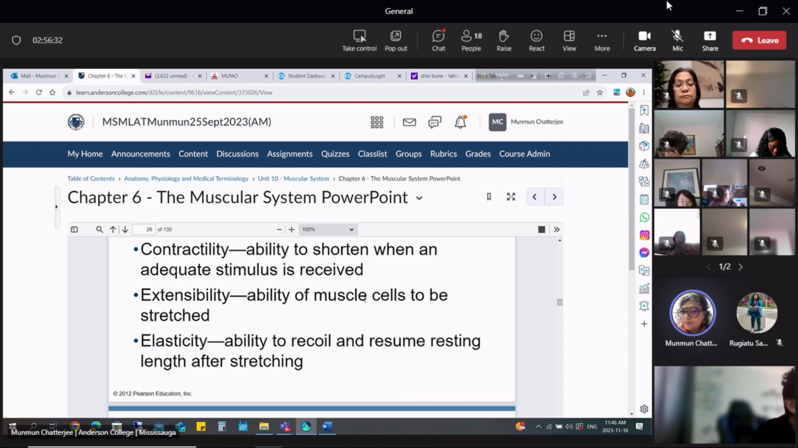Extensibility is the ability of the muscles to be stretched. If you put your hand up and stretch, how long is it going to stay stretched? That's the extensibility. And elasticity is the ability to recoil and resume resting length. So when you stretch, after that it bounces back, that's the elasticity. So: excitability, contractility, extensibility, and elasticity.